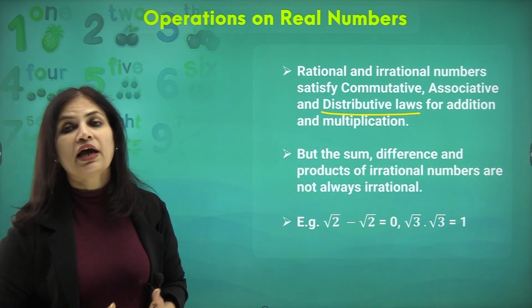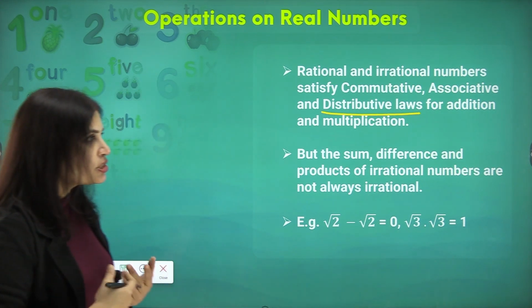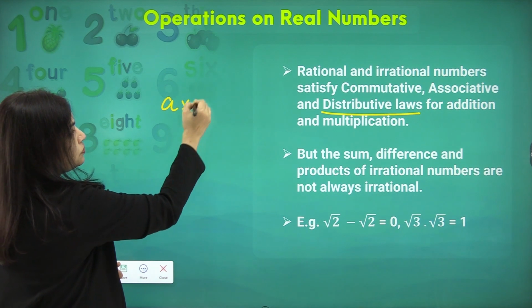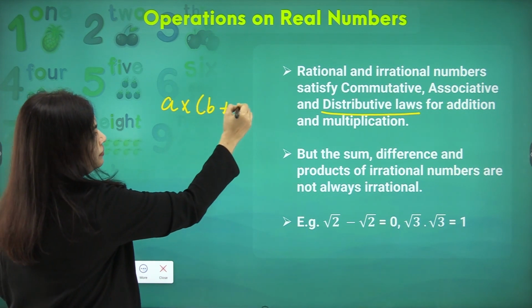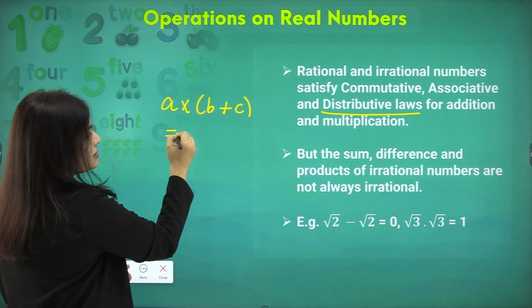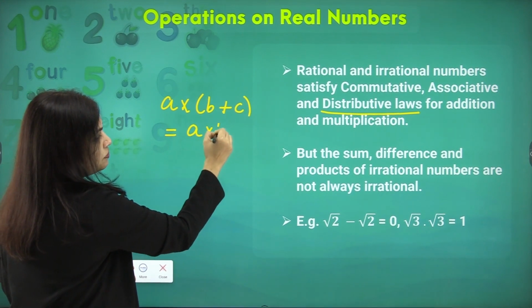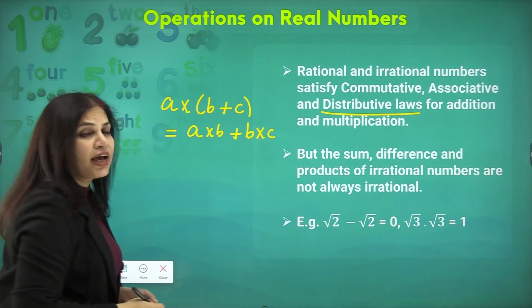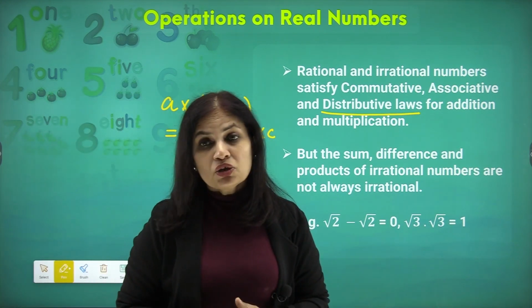Let's take a recap of the distributive law. The distributive law states that A into B plus C will give you the same result as A into B plus A into C. It has its wide use.